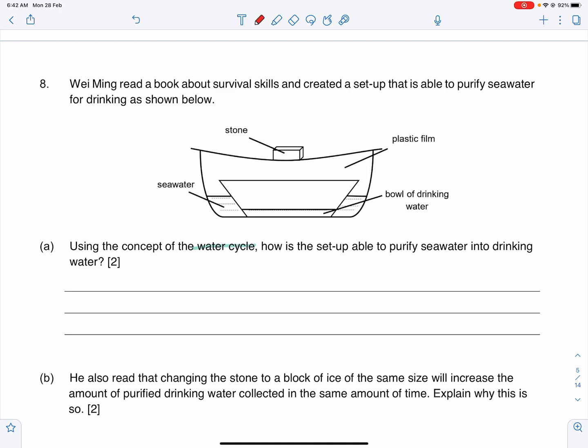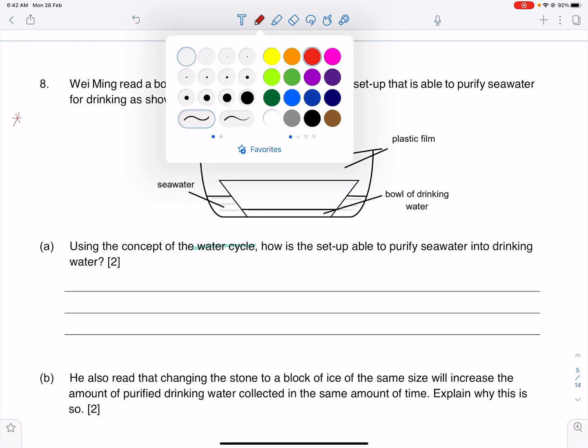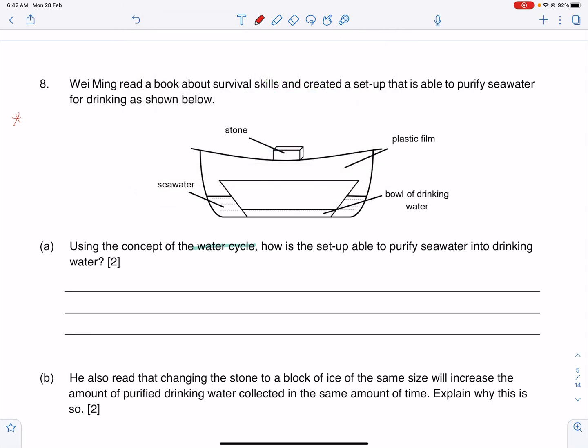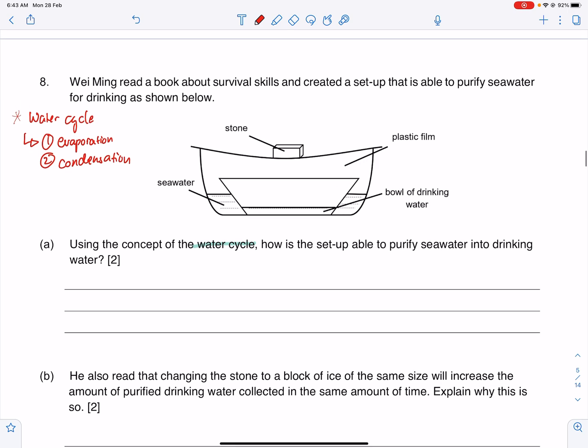So once again, as I always said, for water cycle, there are two processes that drive this process. The first process will be evaporation, and the second process would be condensation. So make sure in your answer you mention these processes, right? So how do we then pen this down?